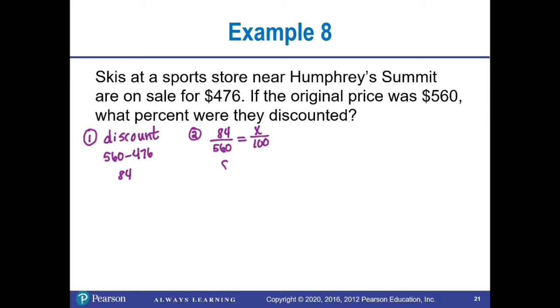Cross multiply, 84 times 100 is 8,400, and 560 times x is 560x.